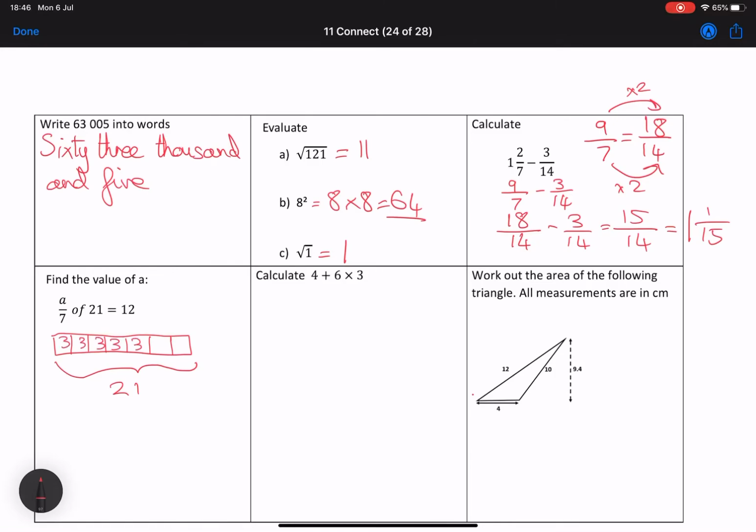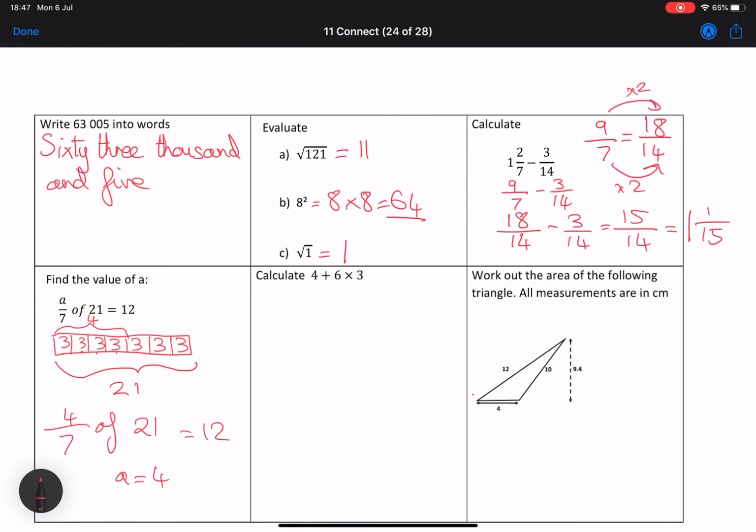Remember, you divide by the denominator and multiply by the numerator. Well, then how many of those boxes would make up 12? 3, 6, 9, 12. 4 boxes. So I've got to say that 4/7 of 21 is equal to 12. Therefore, a is equal to 4.